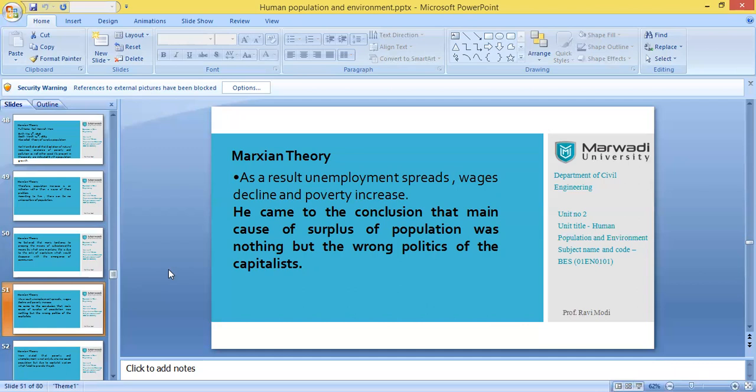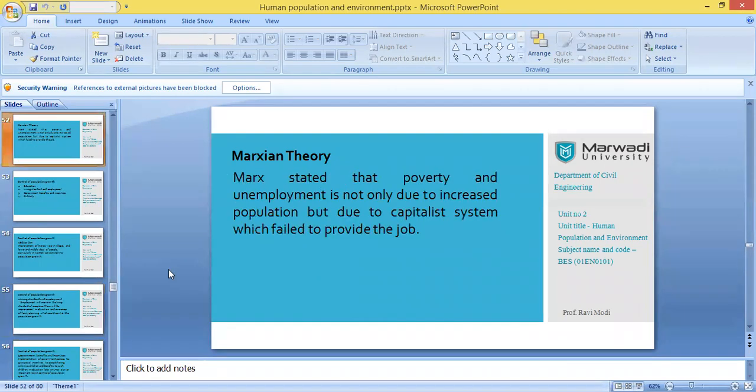He came to the conclusion that the main cause of the surplus population was nothing but the wrong politics done by the capitalists. So he blamed the wrong politics as the chief problem for the increase in the population. Marx stated that poverty and unemployment are not only due to increased population but due to the capitalist system, which failed to provide jobs. Due to this system, there is a high amount of unemployment. People are not getting jobs easily.